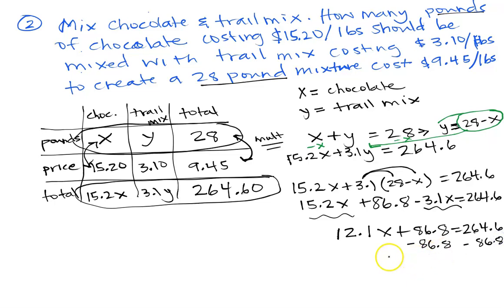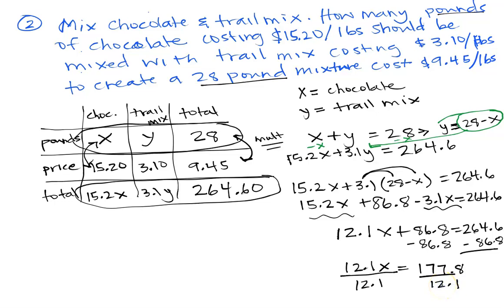Wow, I'm running out of room here, sorry about that. Okay, so I've got 12.1x, and when I subtract those, I come up with 77.8. Is that what you guys came up with? Doing that right. And then we'll divide by 12.1.